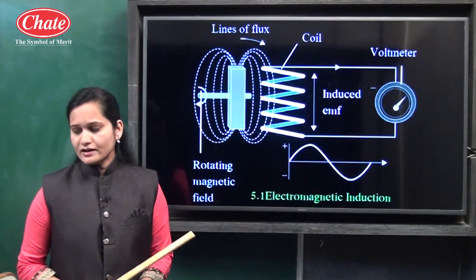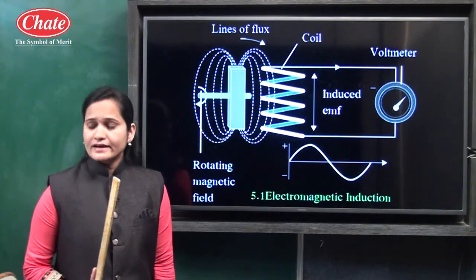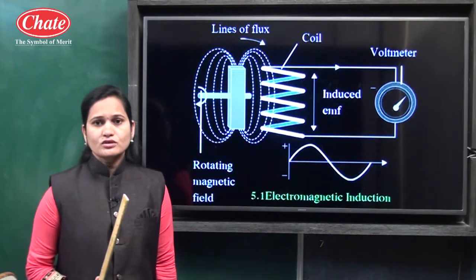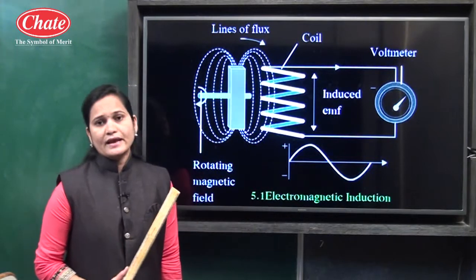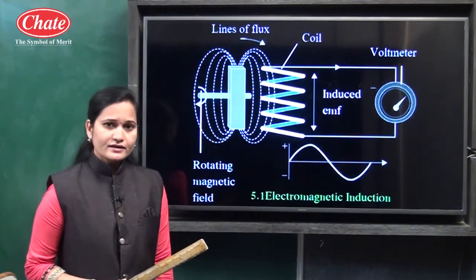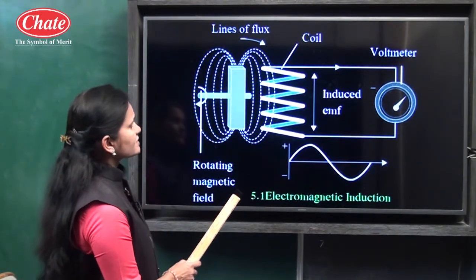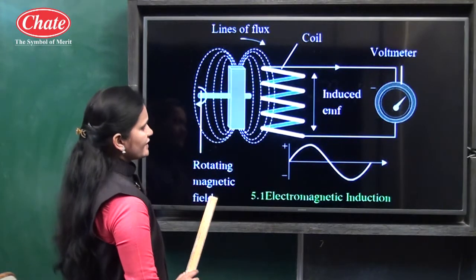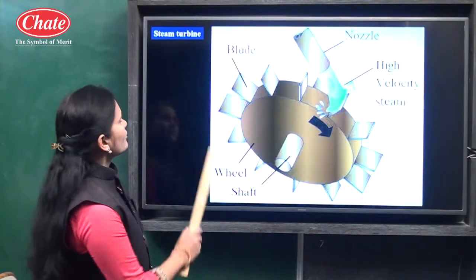The first is when the conductor is stationary and the magnet is rotating, and the second is when the magnet is stationary and the conductor is rotating. At that time the magnetic field around the conductor changes. According to the principle of electromagnetic induction, when the magnetic field around the conductor changes, a potential difference is generated across the conductor and electricity is generated. Here you can see the structure of electromagnetic induction. In that, lines of flux are there. It is a rotating magnetic field, and it is connected to the coil and voltmeter.